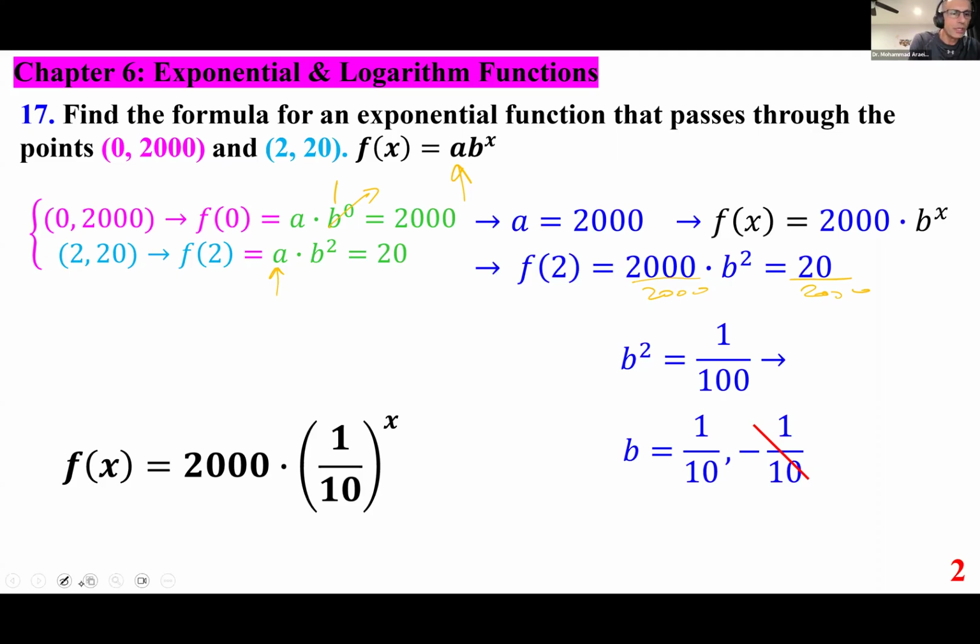And as always, you can check. Simply put 0 here. It should give you 2000. If you put 2, you get 1 over 100, right? Because you square it, times 2000. It should give you 20, and it does. And that's the idea.